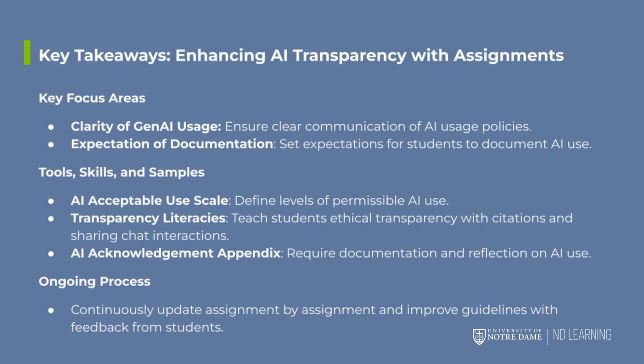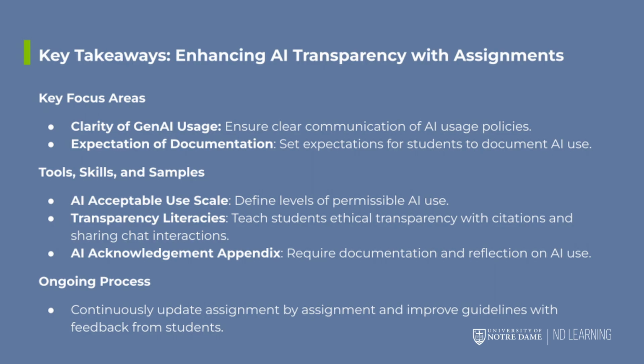I have a lot of success with this approach in my class. It makes AI usage very clear and transparent, ensuring students understand when and how AI should be used. As a result, I've noticed a significant improvement in the quality and the integrity of their work. To summarize, we talked about those two guiding questions. First, the clarity of generative AI usage. Am I effectively communicating the extent and manner in which students are allowed to use generative AI? And secondly, the expectations of documentation. What are my expectations for students showing the work in terms of citations and sharing their chat prompting thread?